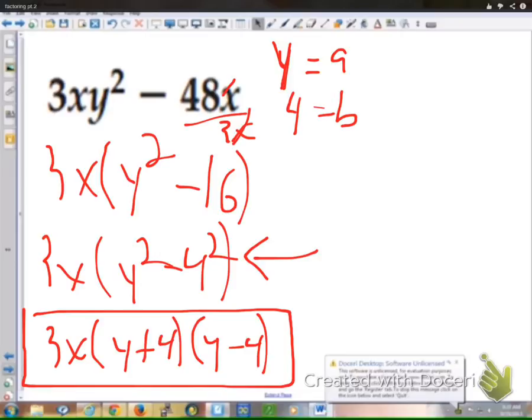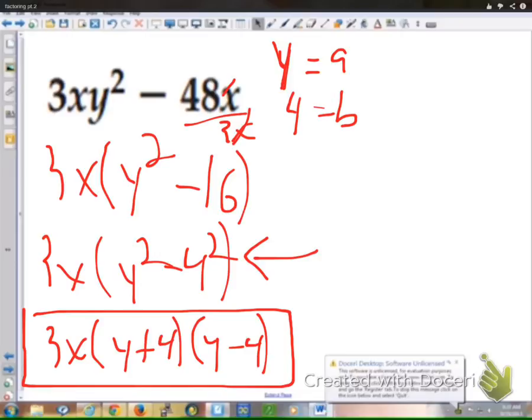In the formula, it was a squared minus b squared, right? So y has to be your a, and 4 has to be your b. If you look at the formula, you keep the 3x. Yeah, that just comes right down. It should have done it on the last example, but because I had to take it off the board, I forgot what it was. I'm sorry.